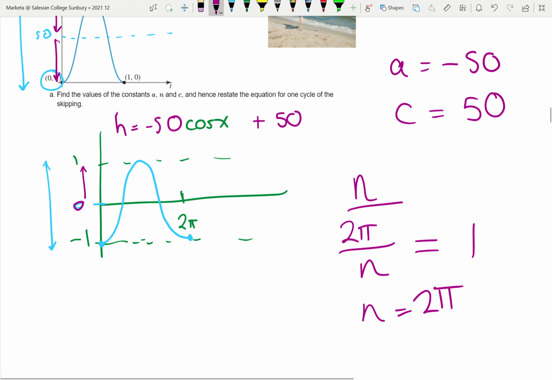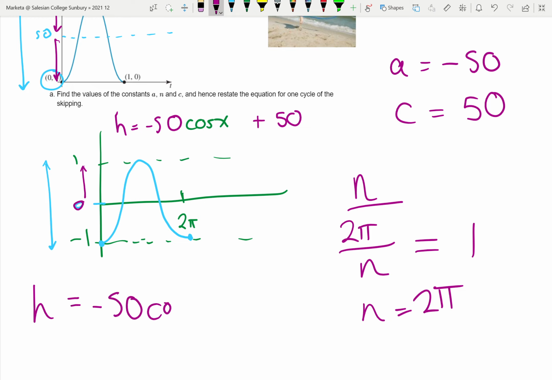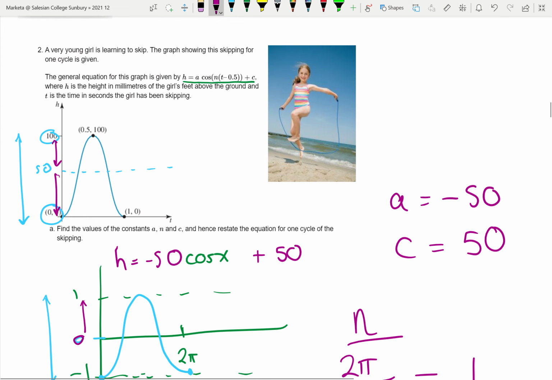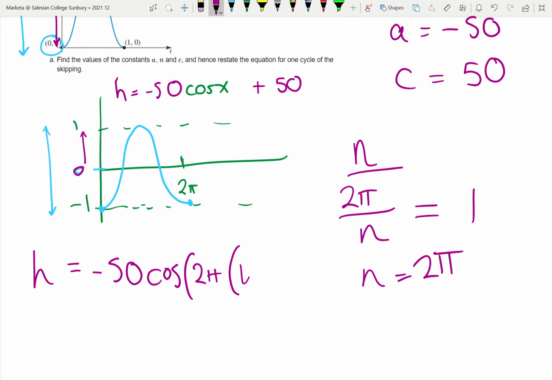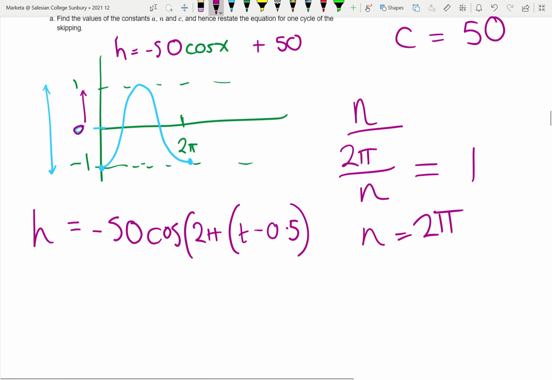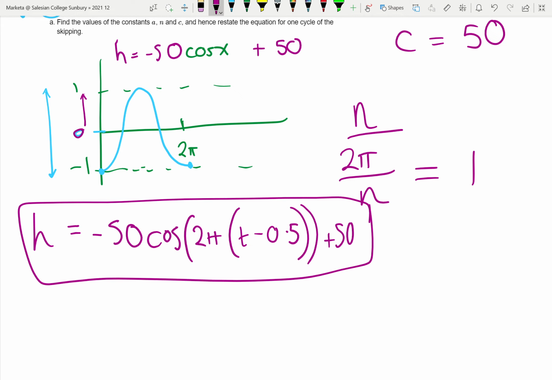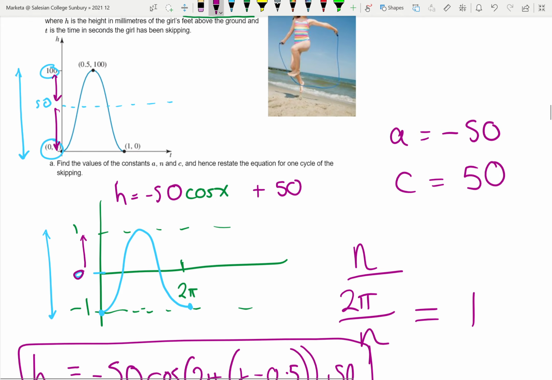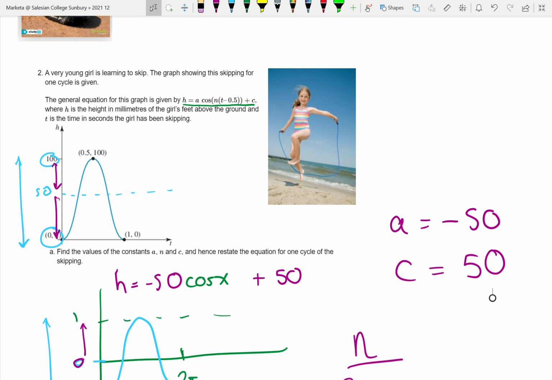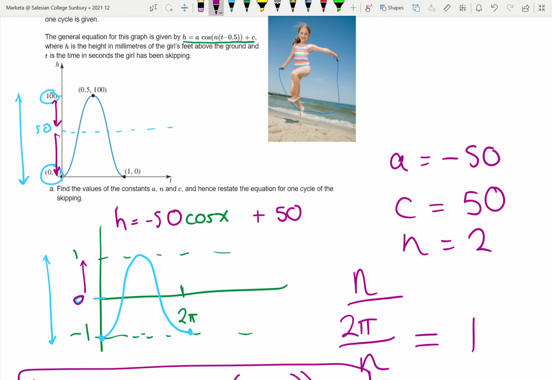So now we've got h equals negative 50 cos 2 pi (t minus 0.5) plus c, which is 50. So that would be our equation there with all the values we have found. The only one I didn't write there was n, so I'll put it on the list here. n is 2 pi.